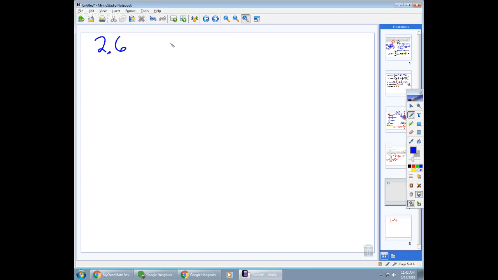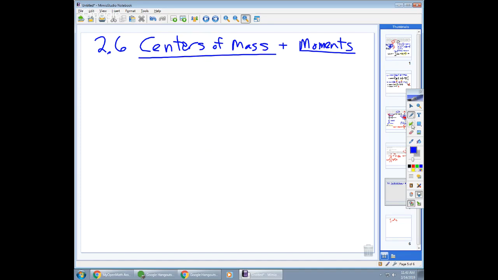So 2.6, centers of mass and moments. So the idea of center of mass, we'll start off in one dimension, then we'll work our way up to two dimensions in a couple of ways.